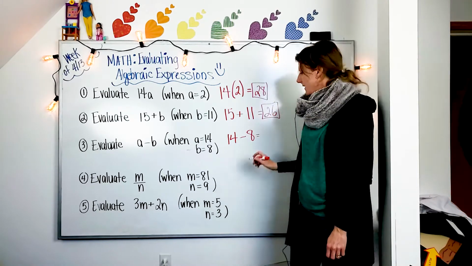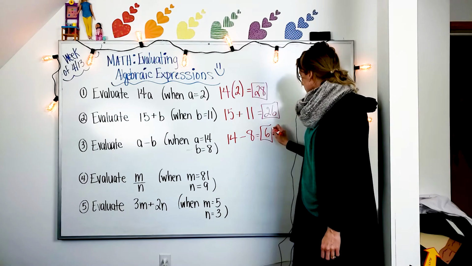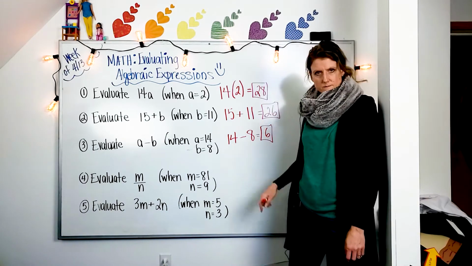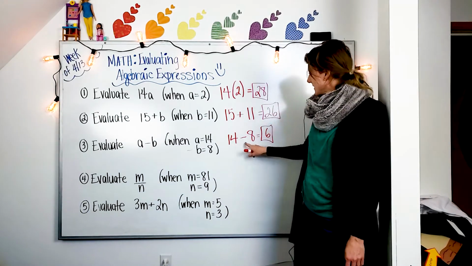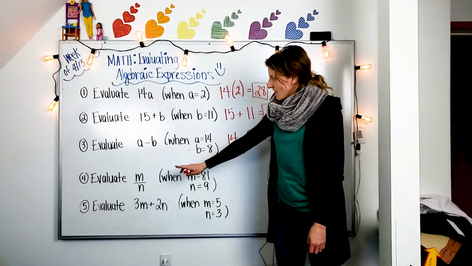Then when I subtract that, we should get 6. Check it backward. You'll get that 14 back. 6 plus 8 is 14. A little bit of division.